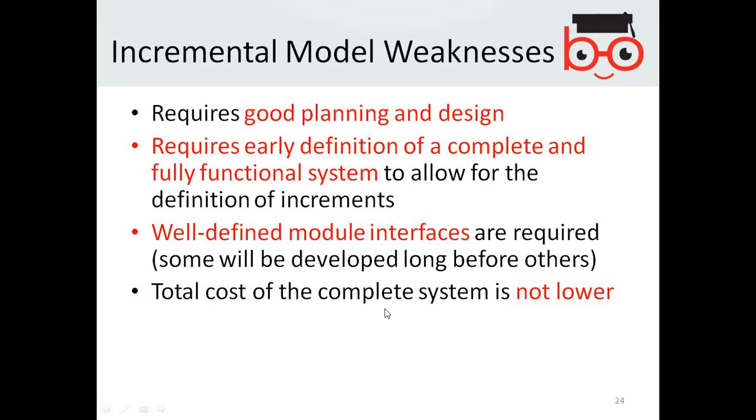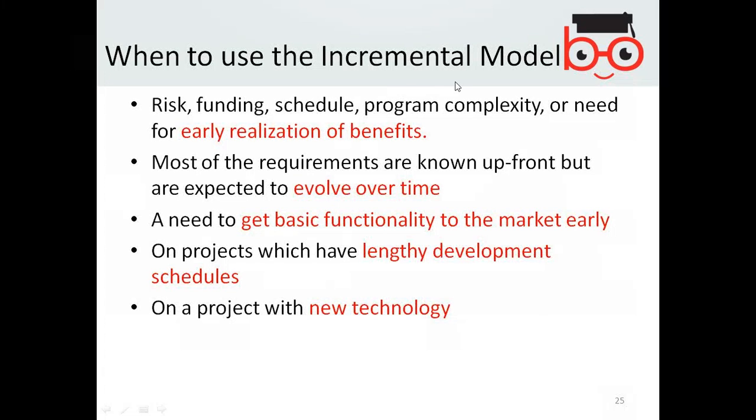Total cost of the complete system is not lower overall. So these are the weaknesses. When to use the incremental model: when risk, funding, schedule, and program complexity need early realization of benefits. So if you think there is a risk in the program, the funding is a problem, or the schedule is a problem, then in order to realize the early benefits of creating the software in chunks, you select this.